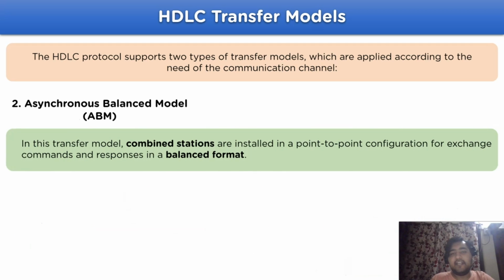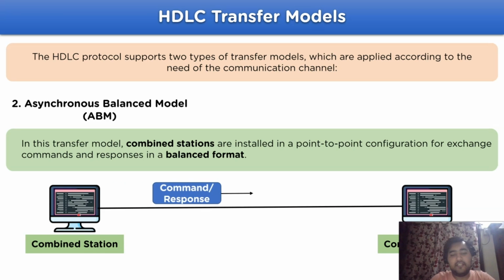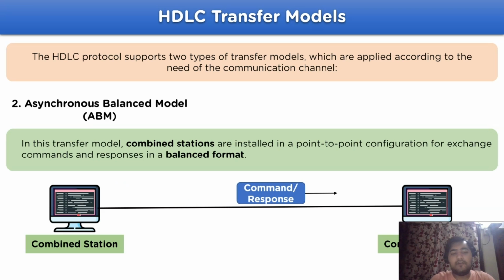Moving on, we have the second type of transfer model, which is asynchronous balanced model. In this transfer model, the combined stations are installed in a point-to-point configuration for exchange of commands or responses from either of the nodes.